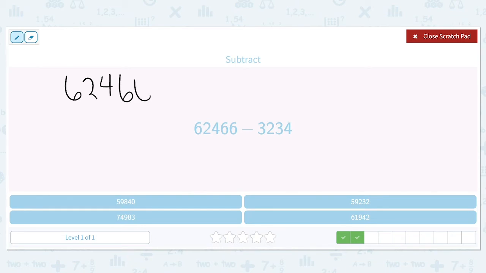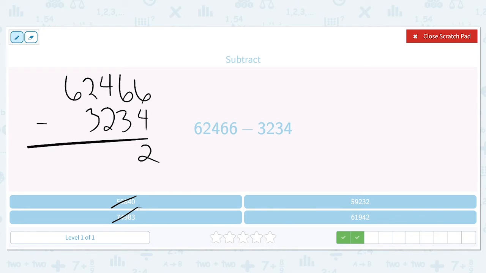62,466 minus 3,234. 6 minus 4 is 2. Now, just based off the ones place, we can cross off two answer choices. We know it can't be this one, and we know it can't be this one because it says a 0 and this says a 3. So it's going to be either 59,232 or 61,942. Let's keep going to find out.